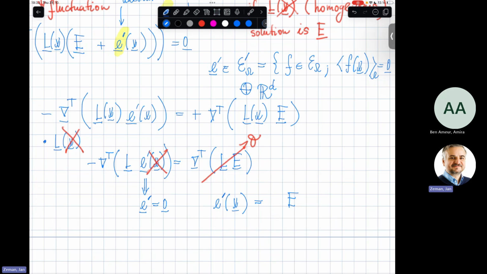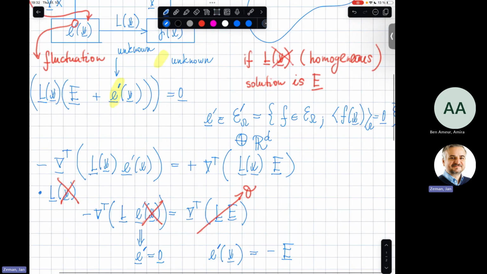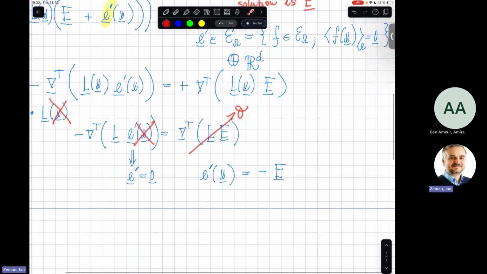So the claim these people usually make is, okay, I will say that this E prime is minus this value, so this sums to zero, and hence the equation is satisfied, and I solve my problem. Okay, so what is the catch? What is wrong with this argument in particular?